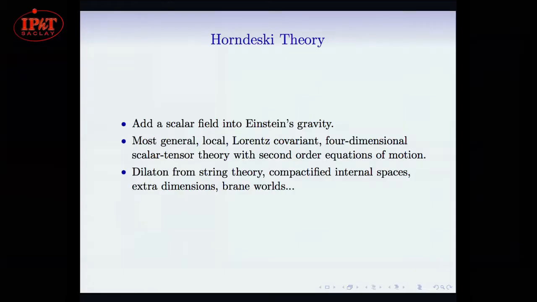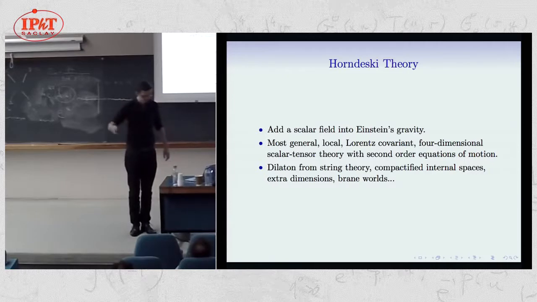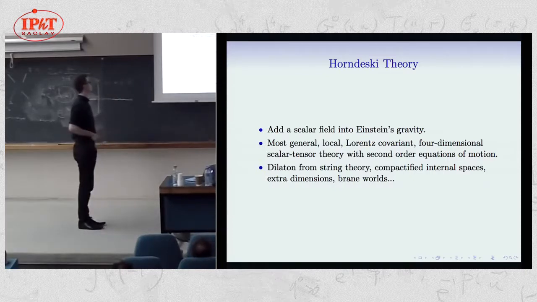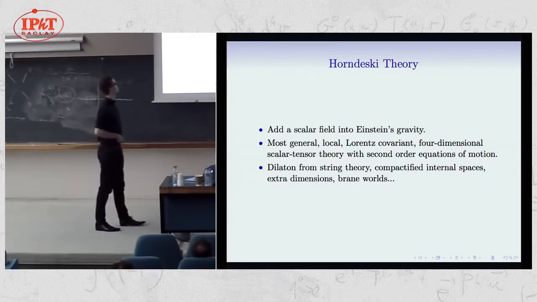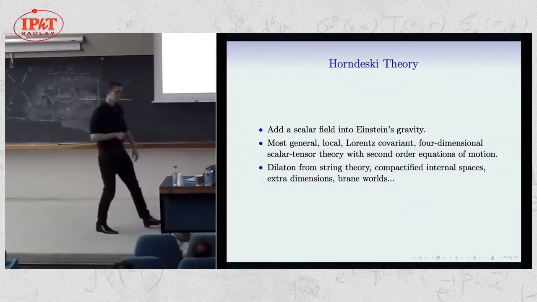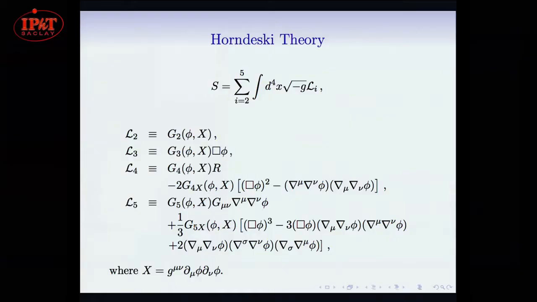So this model space is large, even within Horndeski theory. You have 5 free functions. So firstly, we all know this, but when you add a scalar field into Einstein's gravity, and you want to construct the most general local Lorentz covariant 4-dimensional scalar tensor theory with second order equations of motion, you get Horndeski theory. It has potentially a number of motivations for more fundamental physics. This is what it looks like.